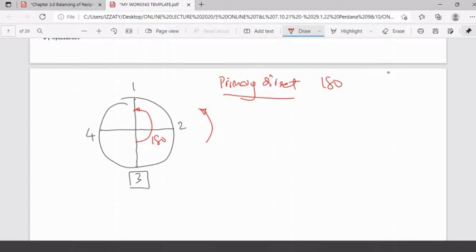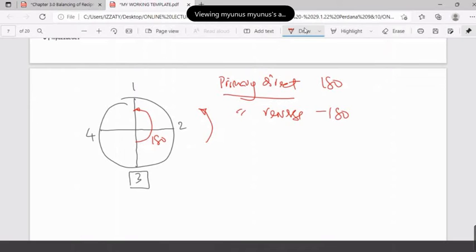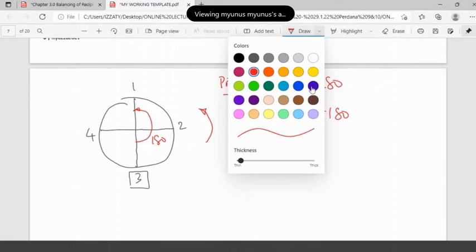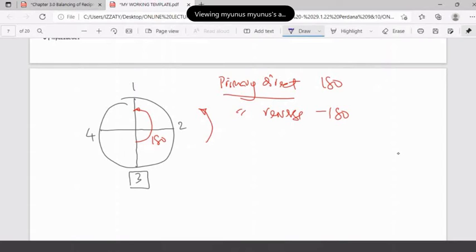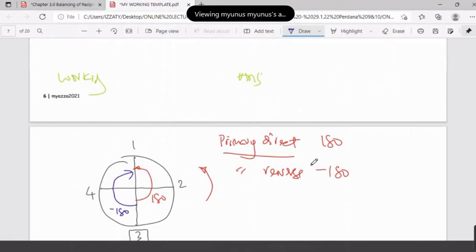So primary reverse, what will it go? It will rotate. Come on, 180, negative 180. So where will your negative 180 be? Your negative 180 will be here, isn't it? Opposite direction, negative 180. You understand me or not? Yes or no? Yes, thank you.